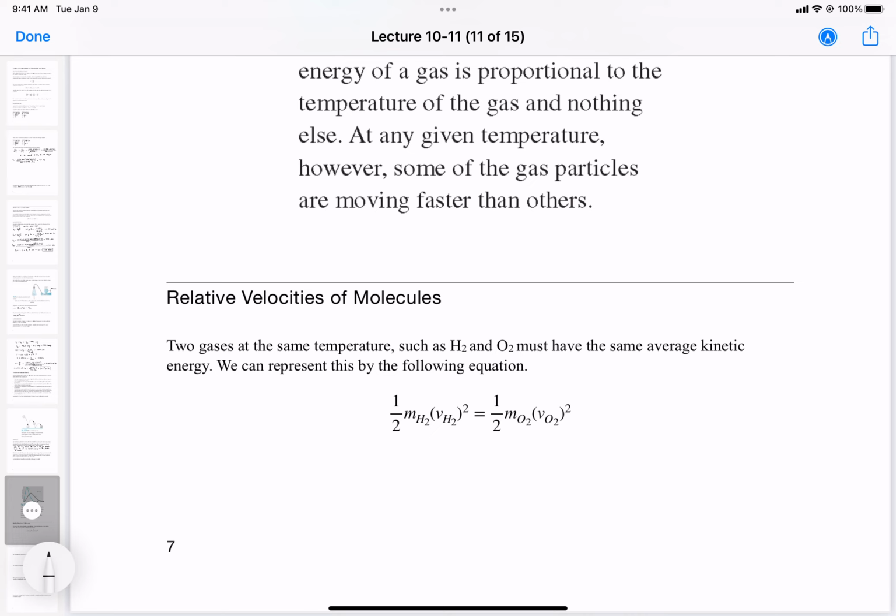Okay, so let's calculate the relative velocities of molecules here. Two gases at the same temperature must have the same average kinetic energy, right? Because kinetic energy is only dependent on the temperature of the sample at which you're looking, right? So we can represent this with the following equation. We know that kinetic energy equals 1/2 mass times velocity squared. So they must be equal at the same temperature, right?